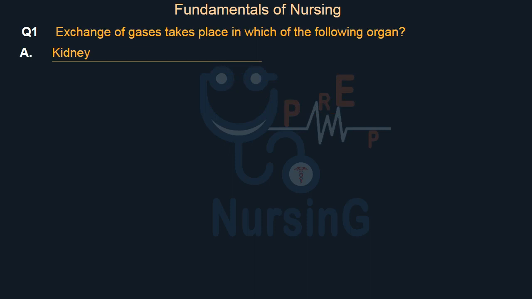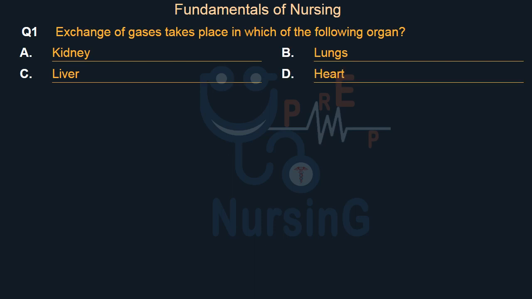Fundamentals of nursing. Exchange of gases takes place in which of the following organs? Option A, kidney. Option B, lungs. Option C, liver. Option D, heart. Right answer is option B, lungs.